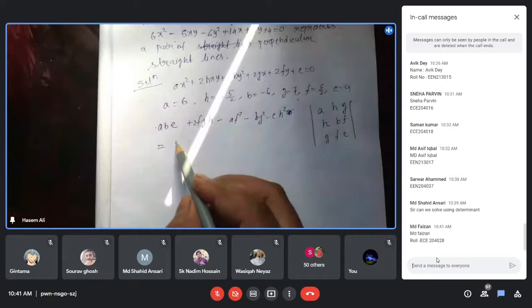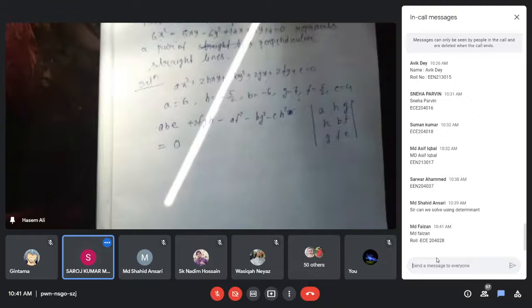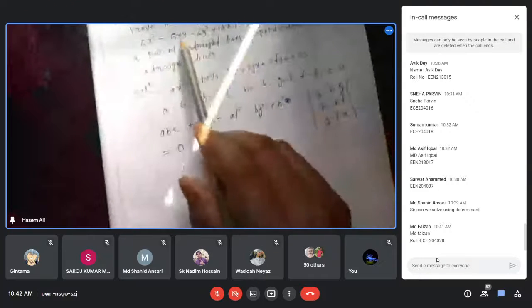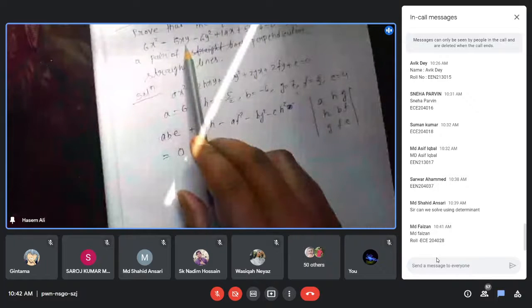This will obviously be 0. Then this equation represents a pair of straight lines.